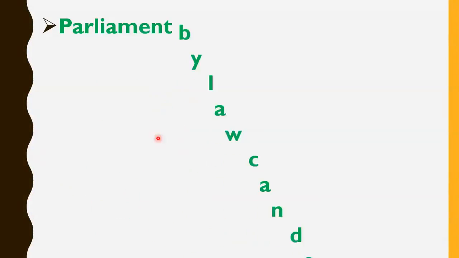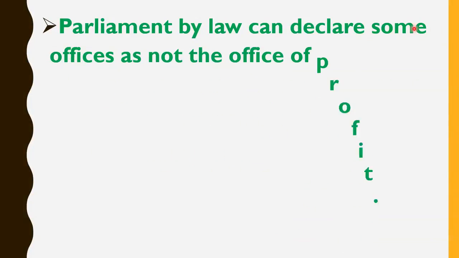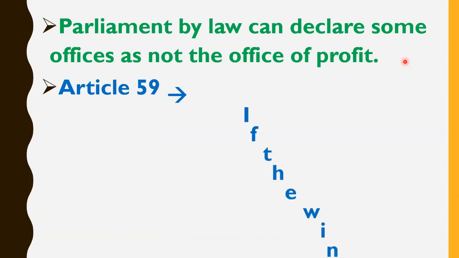Then friends, Parliament by law can declare some offices as not the office of profit. Means Parliament has the power, Parliament has the authority to pass a law, and by that law Parliament can declare that now these offices are not the office of profit for the sake of the election of the president. Okay, so Parliament can make a law, and by making a law, Parliament can declare some offices as these offices are not the office of profit.